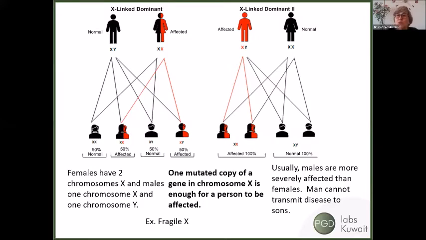In the other case, the male is affected with an X-linked dominant disease. So the only chromosome X that this man has is mutated. It means that all his daughters will be affected, because they inherit the chromosome X from him, while all his sons will be completely normal because they will inherit the chromosome Y that is normal. One example of this kind of inheritance is Fragile X.